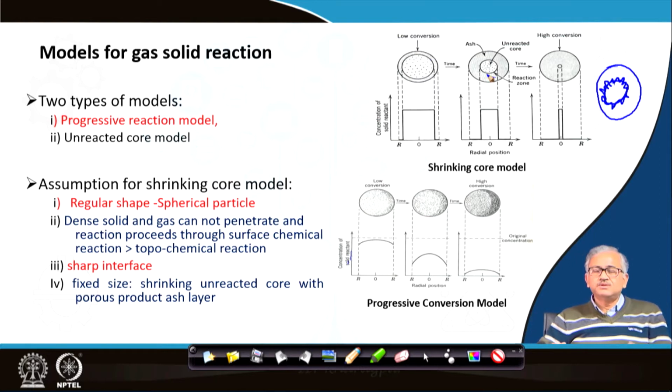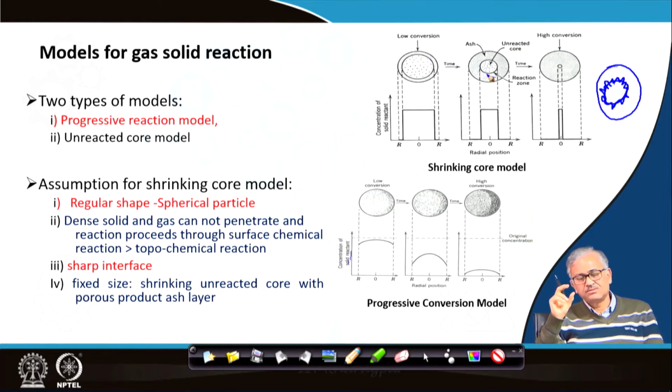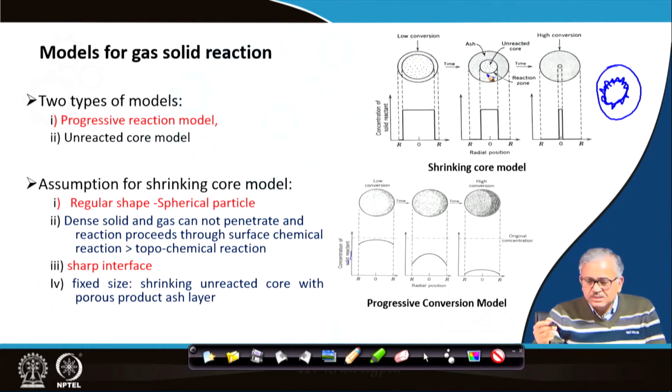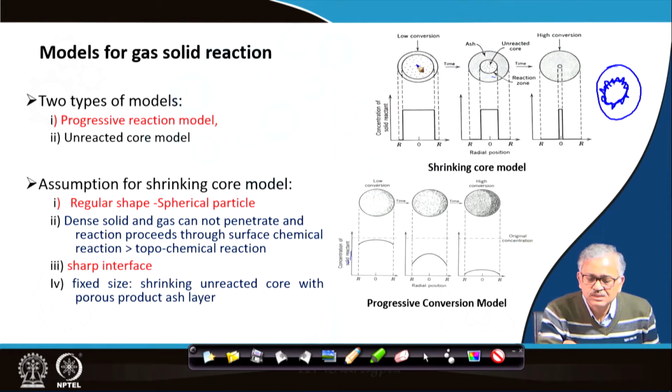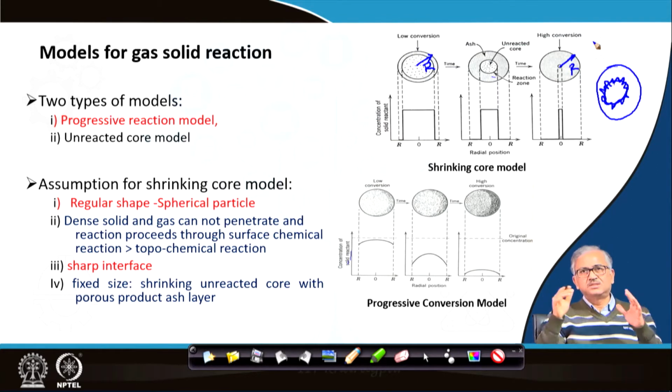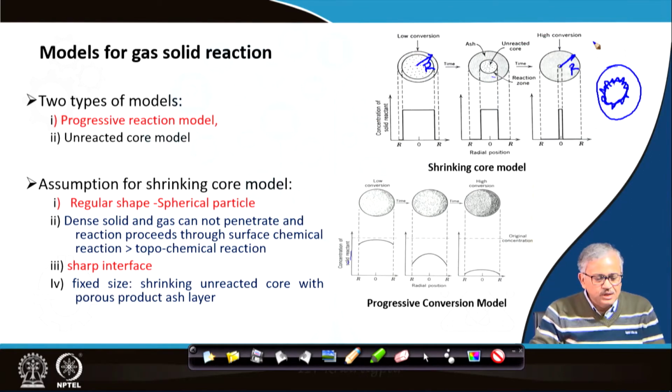So that is the assumption. And it also assumes a fixed radius. Fixed radius means the radius does not change with time. Initially whatever the radius was, finally it is the same radius. Only what happens is that the unreacted core shrinks, and over that you have a product ash layer, such that the total radius is constant. What I want to mean is this radius, this r, and here also the same, this is also r, there is no change in this. So the total radius remains constant, only the unreacted core shrinks with time and the ash layer grows with time. So these are the assumptions.